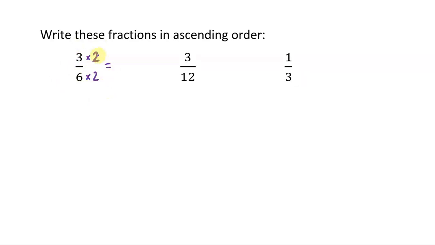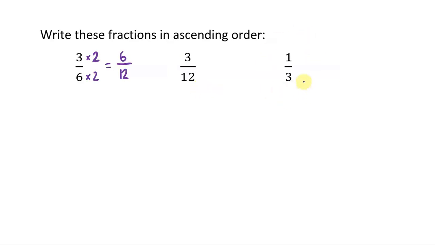3 out of 6, 3 times 2 is 6. 6 times 2 is 12. 6 out of 12 is the same as 3 out of 6. So this fraction, 6 out of 12, is equivalent to 3 out of 6. And now I can see 6 out of 12 is bigger than 3 out of 12. This one already has a denominator of 12, so we can leave that as it is.